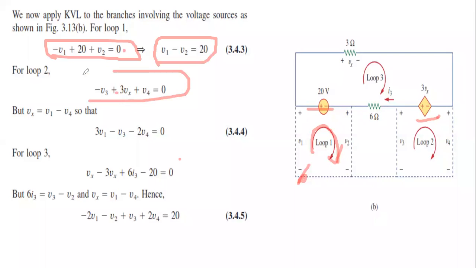Again for loop 2, we have this one. So we can start from this point: minus V3 plus 3Vx plus V4. So this will be the equation for loop 2, KVL. So in nodal analysis, we apply KVL for super nodes, and especially for super mesh, we apply KCL.